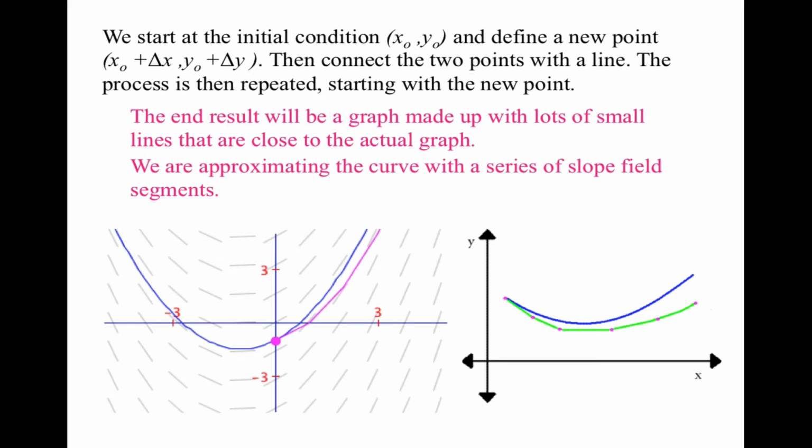So this is what this would look like. In both pictures, the blue curve represents the actual solution. And then in this first one, the pink is the approximation. Notice how here's our initial condition. Then we have some other point that's a certain distance away. And we find that line and then connect the dots. And then we start from this point and so on. And you'll notice that the approximated curve is fairly similar to the actual curve.